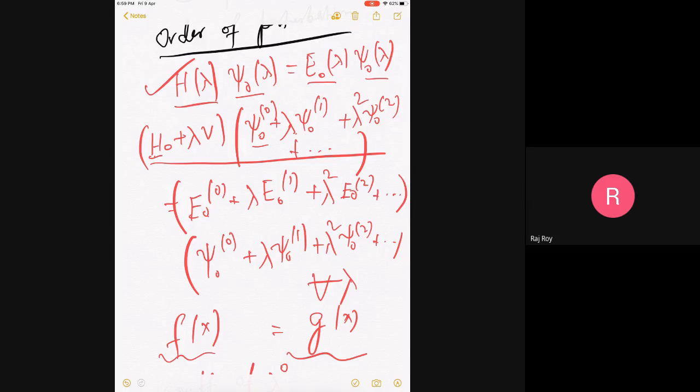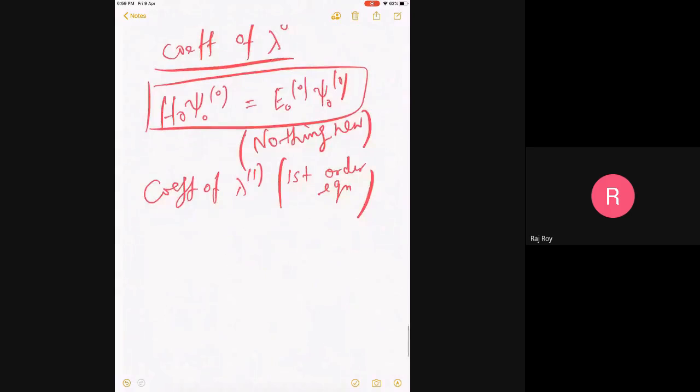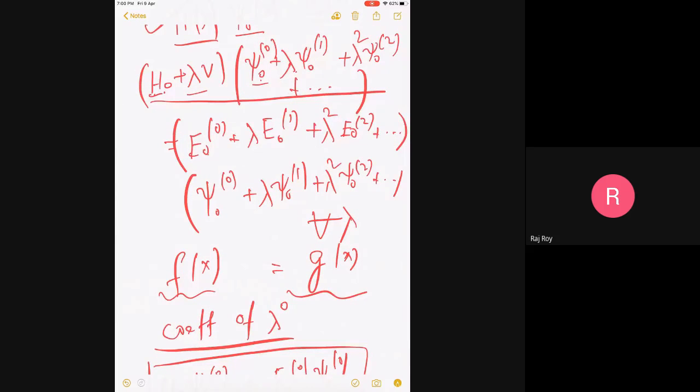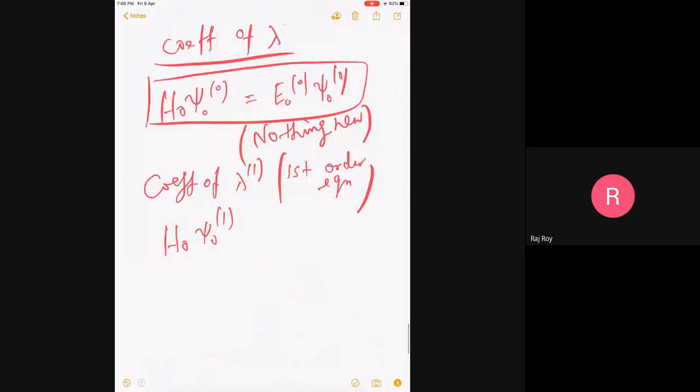So what is the coefficient? H naught acting on psi 0 1, right? Is there anything else? Yes, this into psi 0 0. Anything else is a lambda square term, so I will not bother right now. So I have H naught psi 0 1 plus V psi 0 0. That's the left hand side.